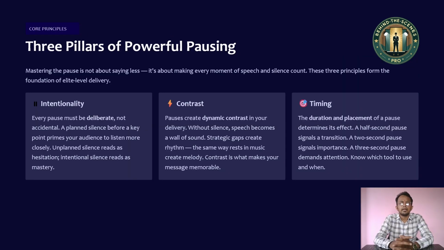Now, there are three pillars of powerful pausing. It is one of the crucial skills in communication settings. The first one, intentionality. The second one is contrast, and the third one is timing. Now, what is this intentionality? We should pause intentionally. The pause should not be because it is unplanned.